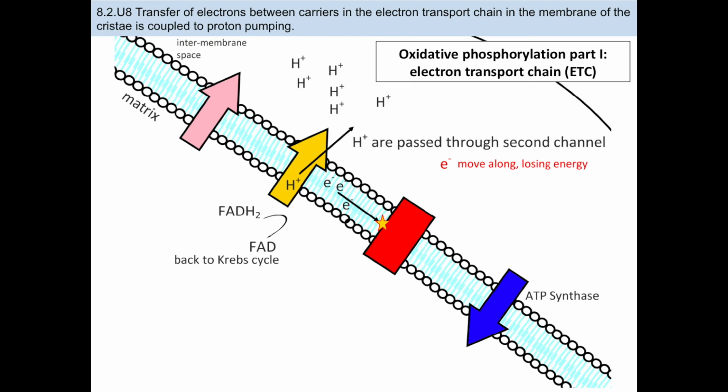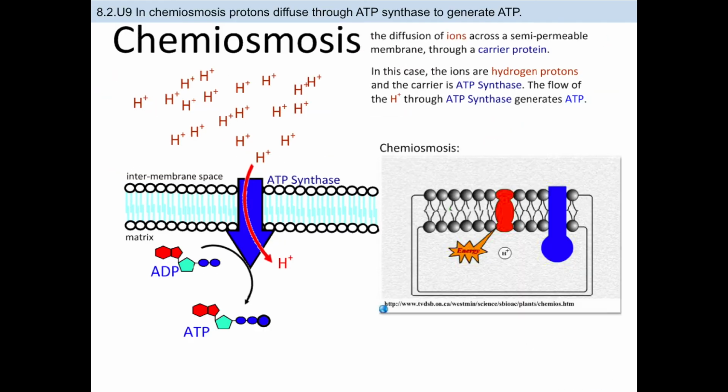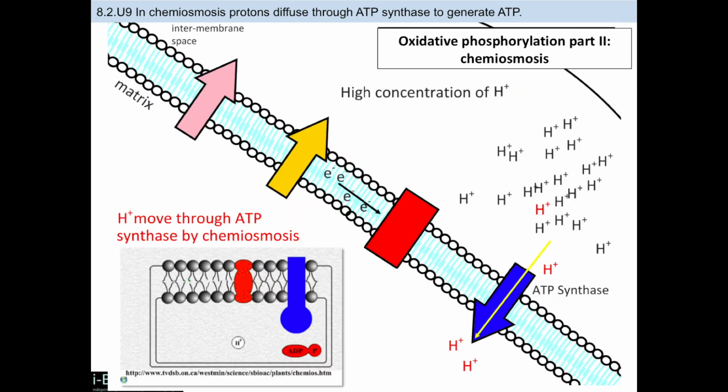Okay. Next, another word you need to know is chemiosmosis. Why do you think this is called chemiosmosis? Osmosis of what? Chemical substances. What is moving here? Hydrogen, the protons. That's why it's called chemiosmosis. There's movement of protons through, what's the enzyme name? ATP synthase.